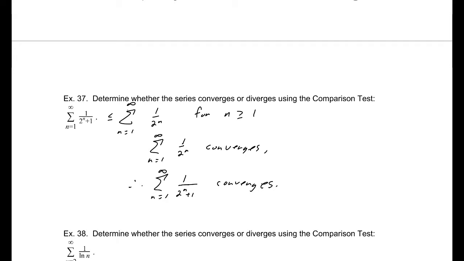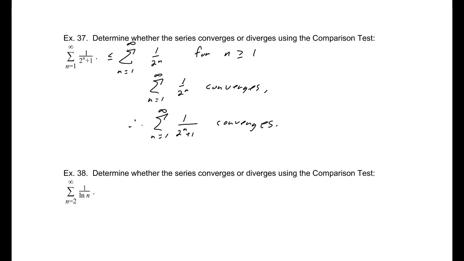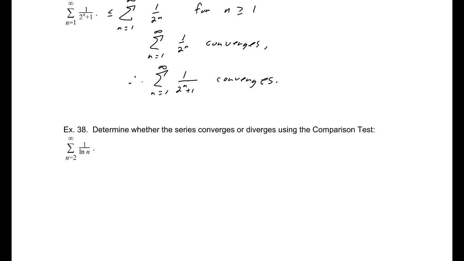So we can compare it to a geometric or a p-series. All right, now number 38, same idea, the direct comparison test, starts at n equals 2 and goes to infinity. We have very few that actually don't start at 1, but this one starts at 2 because of the natural log. If it started at 1, it would be dividing by 0.